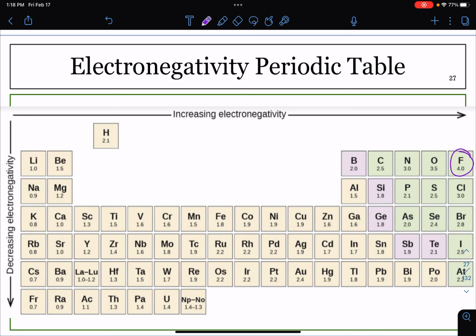As we move across a row on the periodic table, as we get closer to fluorine on any of these rows, the electronegativity increases. As we move up a column on the periodic table, as we get closer to fluorine, the electronegativity also increases.